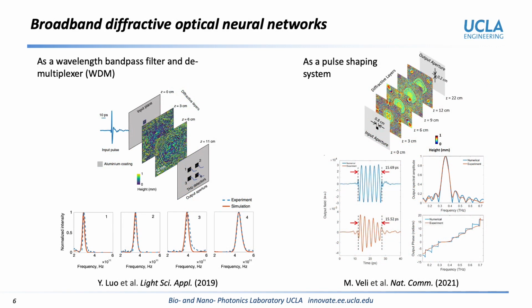Recently, this framework has also been extended to design broadband diffractive optical systems, and one of the applications of this is to design a spatially controlled wavelength multiplexing system. In this one shown on the left, with a pulse source that has a broad frequency range, these passive diffractive layers, trained through deep learning, can direct 4 different spectral bands to 4 spatial positions at the output.